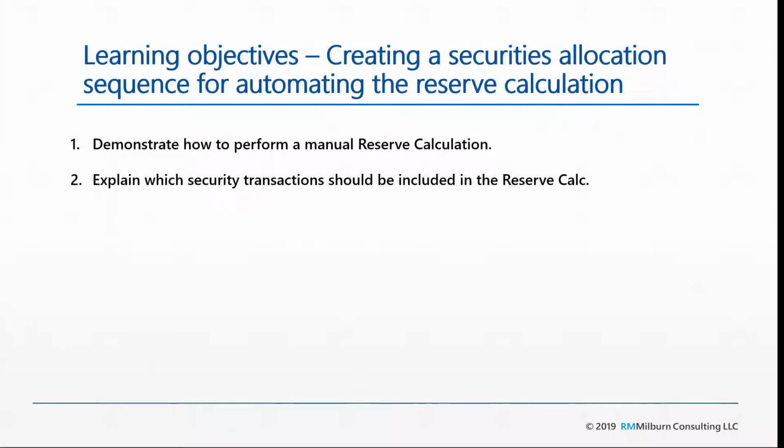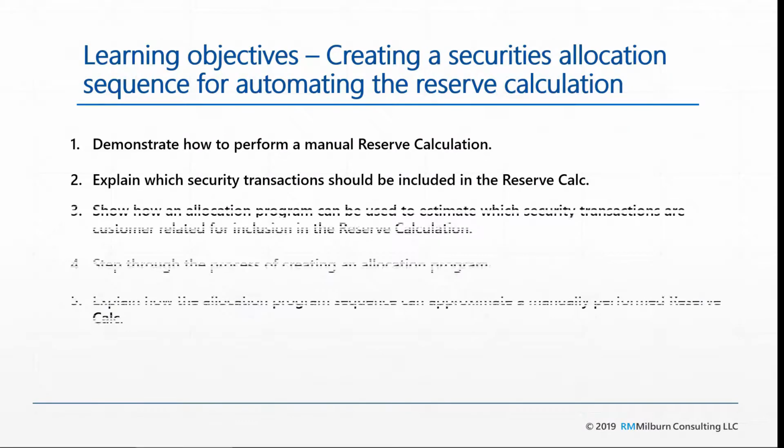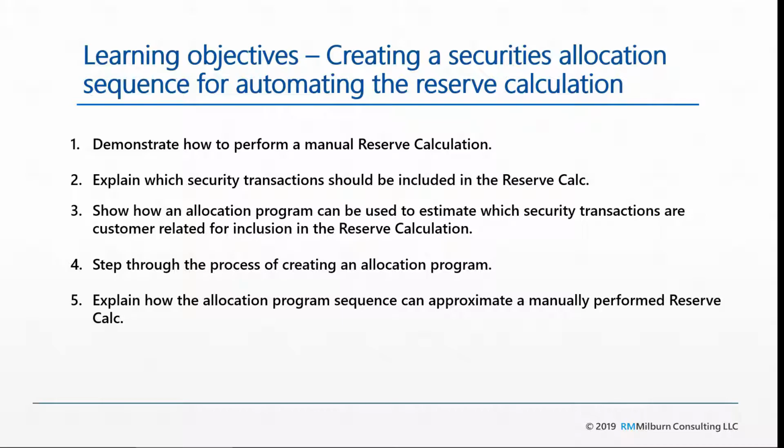In the first presentation, we demonstrated how to perform a manual reserve calculation. We also explained which security transactions should be included in the reserve calc. In this presentation, we're going to show how an allocation program can be used to estimate which security transactions are customer-related for inclusion in the reserve calculation. We're going to step through the process of creating that allocation program. And finally, we're going to explain how the allocation program itself can approximate a manually performed reserve calculation.